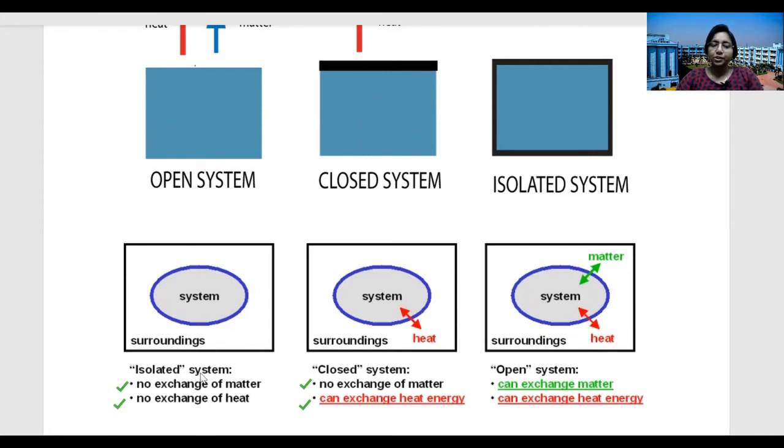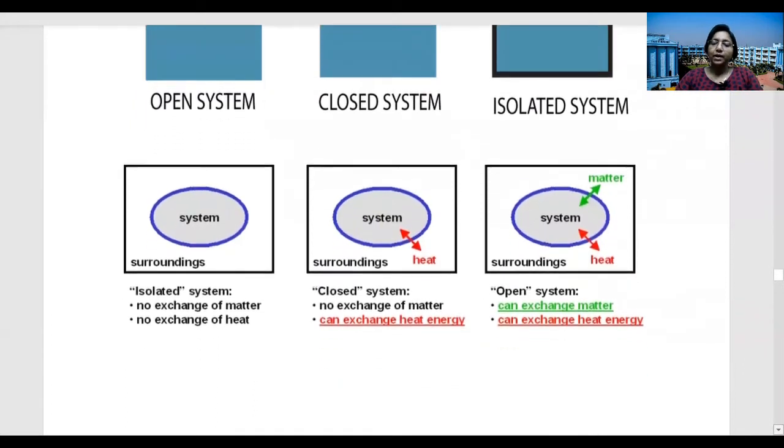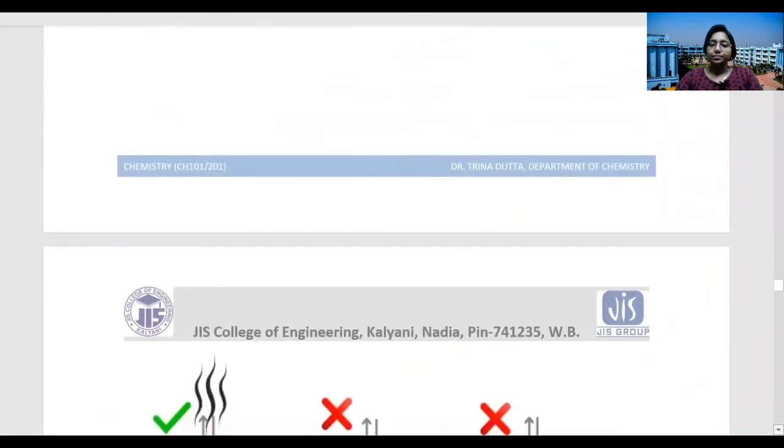So the first one is the isolated system: no exchange of matter, no exchange of heat. Next is the closed system: no exchange of matter, can exchange heat energy. Open system can exchange matter and can exchange heat energy. So both can be exchanged, both can be transferred. I hope you have understood very well the different types of system: open system, closed system, and isolated system.